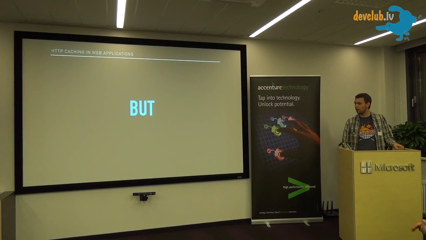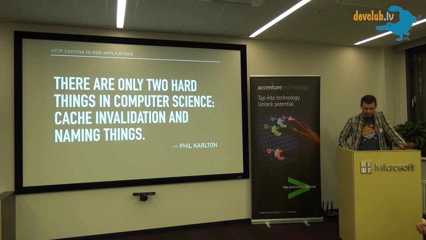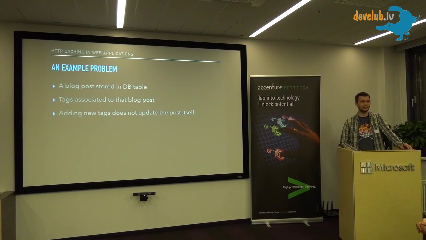But as you know, there are only two hard things in computer science. One is cache invalidation, and the other is naming things. And this is the case of one of those things. So I'll try to outline an example problem situation. It might be very trivial and it might look dumb because you can probably fix it in a couple of minutes, but this is just an example to illustrate why we should look at this.